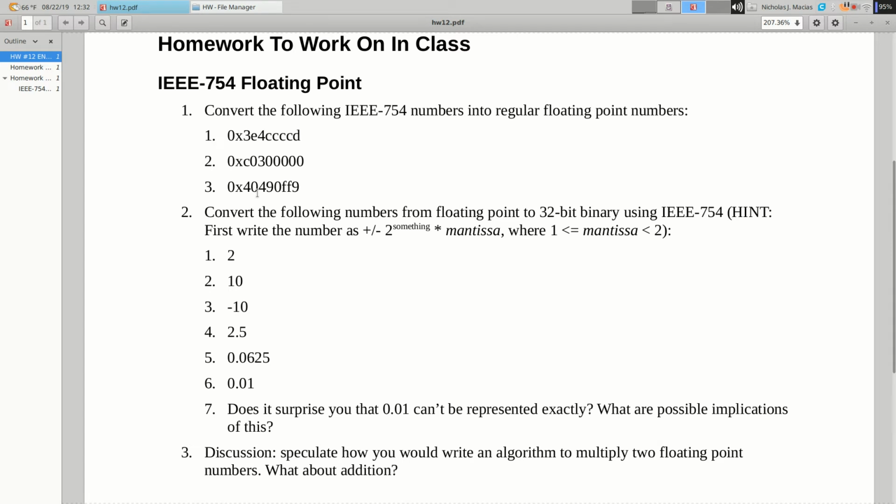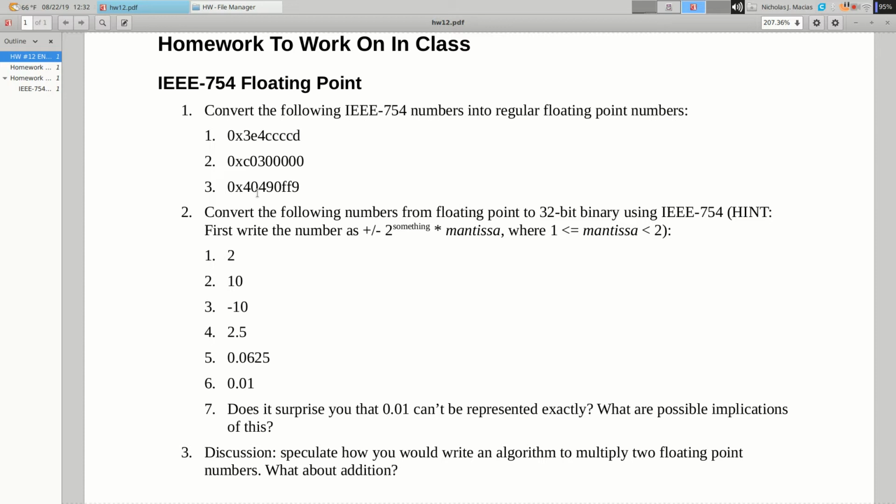So people were doing these on the board, and questions 1 and 2 didn't look bad. I mean, people were basically getting the right answers, right? It's just keeping straight all the details. Whatever you got for 10, your answer for minus 10 should be exactly the same, except the first bit becomes a 1 to indicate negative. Everything else stays the same.